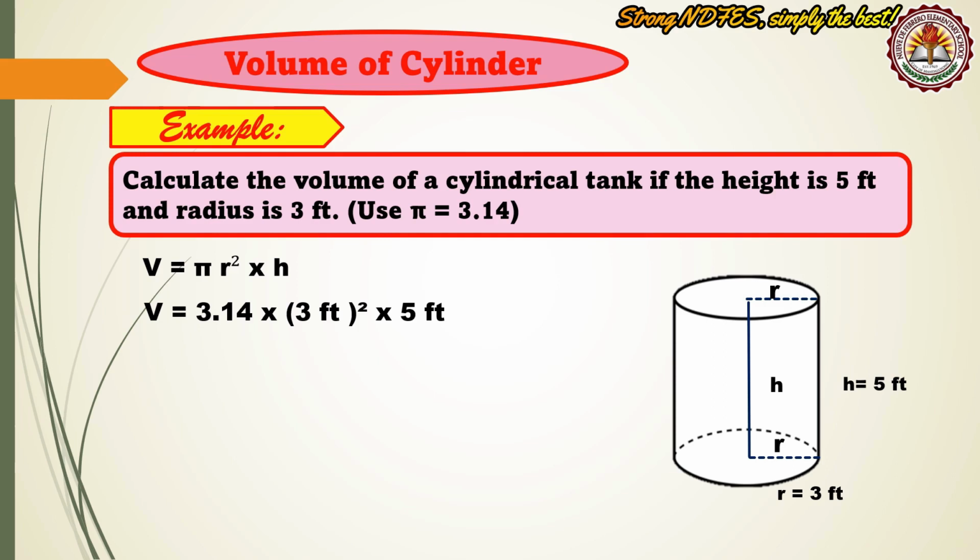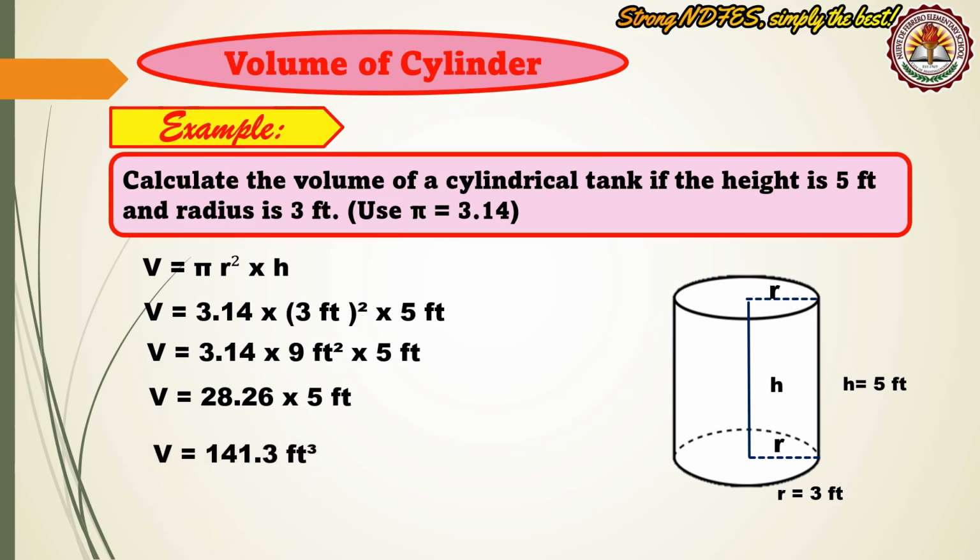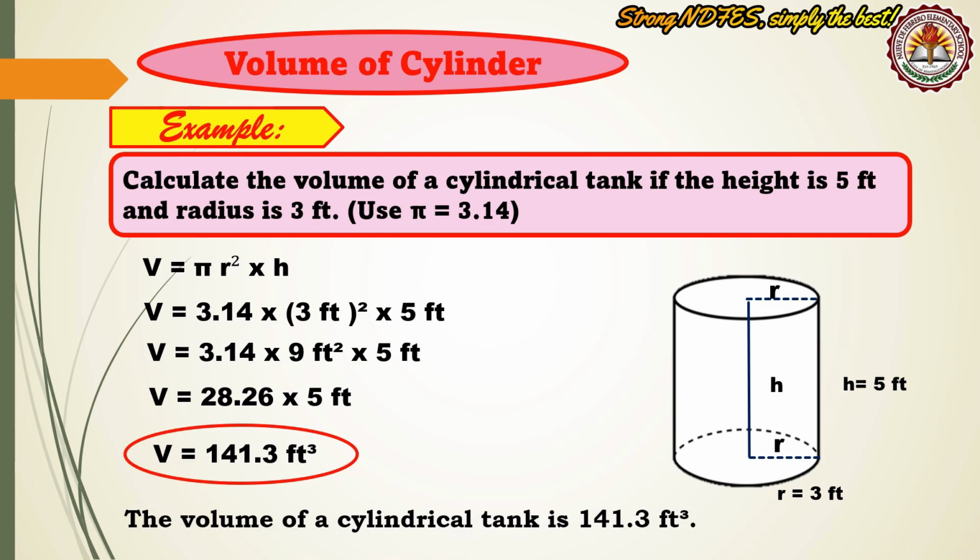Now, let us get the product of the radius. So, 3 times 3 equals 9 feet squared. Let us have the next step. 3.14 times 9 feet squared times 5 feet. Then, next step is that we are going to multiply 3.14 times 9 feet squared. So, we have 28.26 times 5 feet. And then, we arrive at the answer, which is 141.3 cubic feet. Therefore, the volume of a cylindrical tank is 141.3 cubic feet.